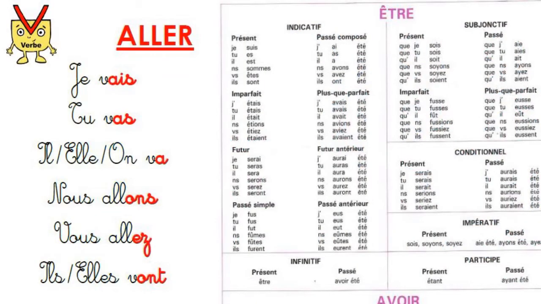So you can have different types of conjugation tables. Some very simplistic ones, like this one, which is the verb aller at the present tense, and you can have some more complex ones, like the second one, where you have different moods and different tenses.